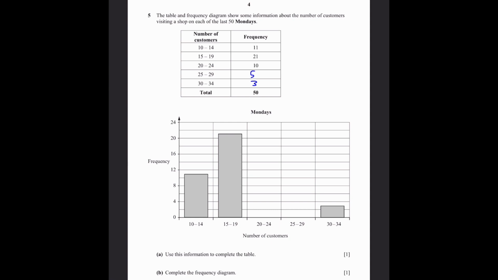You can just draw the bars for 20 to 24 and 25 to 29, 10 and 5 respectively. So for 20 to 24, make sure that the bar has equal width. I know this bar which I've drawn does not have equal width here, but the bar which you draw has to have equal width as all the other bars. And 25 to 29 is 5, so we can draw up to here, halfway between 4 and 6. That's the answer. Part C.